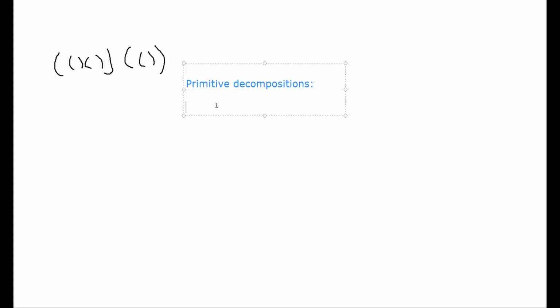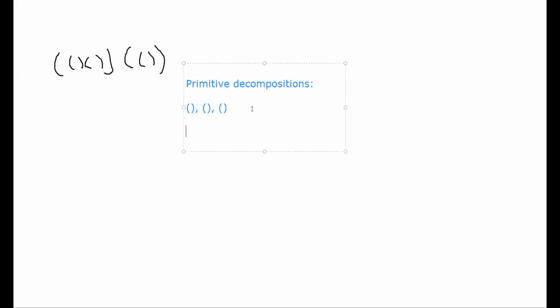So primitive decomposition, let me put it this way. I'm given this string, and would this be a valid decomposition? In this case, I'm saying P1 is this, P2 is this, and P3 is this. Would this be a valid primitive decomposition of this given string? Yes.